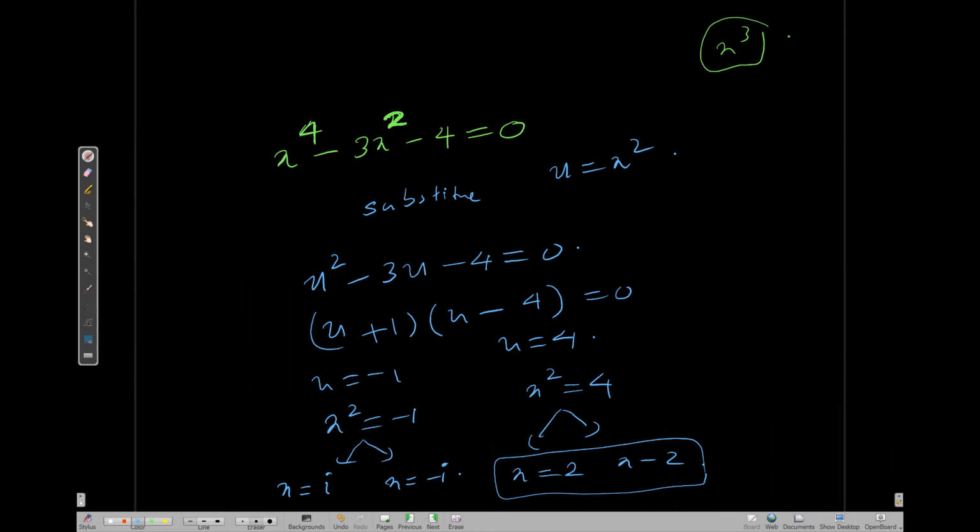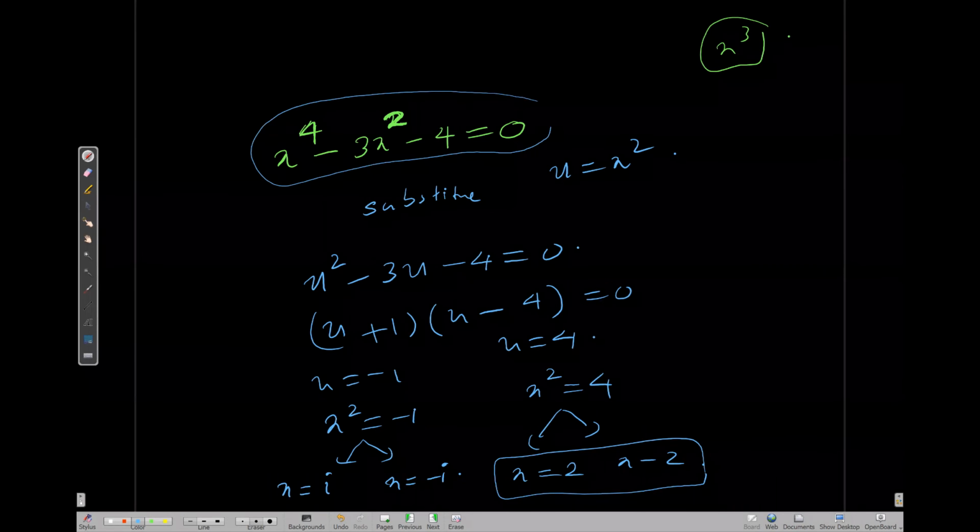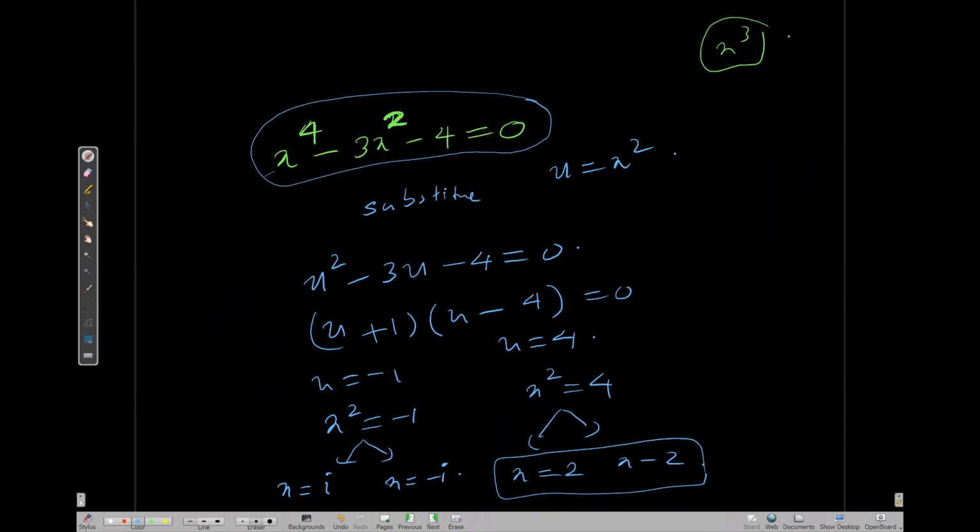See, these are other kinds of equations. Now, this fourth power equation can be converted into a quadratic equation. But the reason is you didn't see any odd power or any first power.